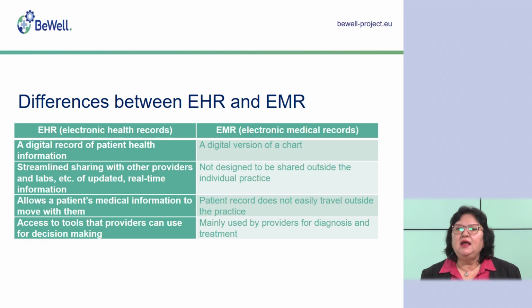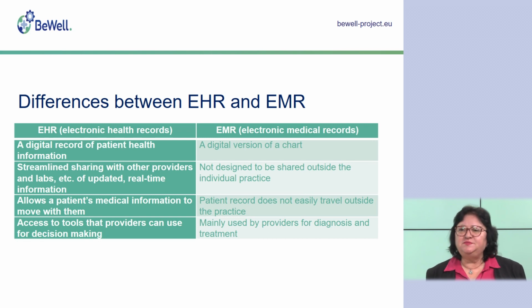So you see that in the electronic health record, we can have multiple users and multiple healthcare workers can have access to our electronic health record, while in the electronic medical record, only the healthcare workers at one establishment, one hospital, one clinical practice can have access.